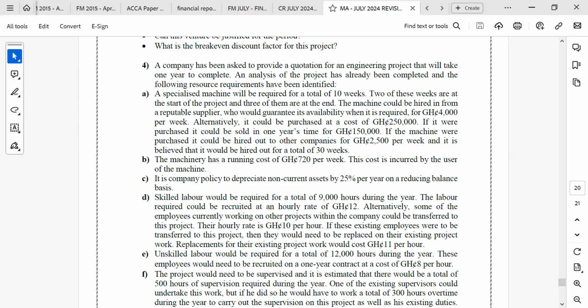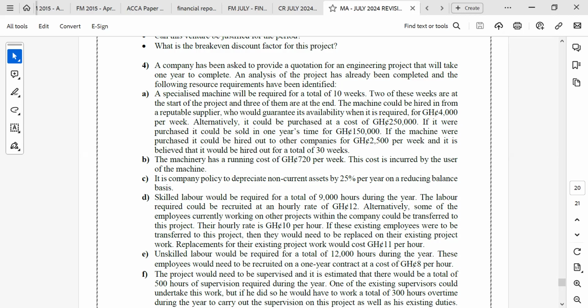B, the machine has a running cost of 720 Ghana cedis per week. This cost is incurred by the user of the machine. C, it is the company policy to depreciate non-current assets by 25% per year on reducing balance basis. D, skilled labor will be required for a total of 9,000 hours during the year.